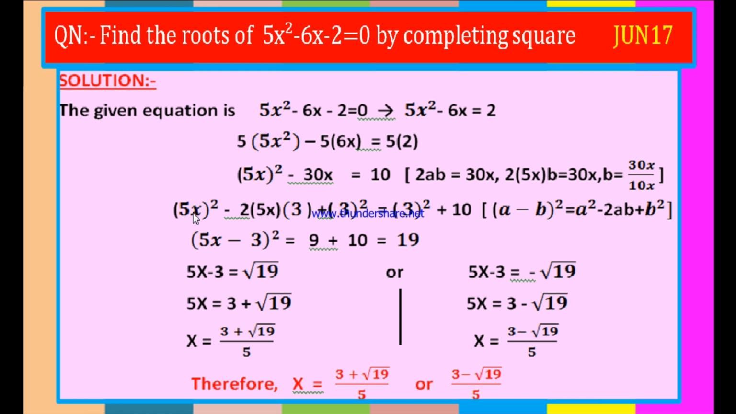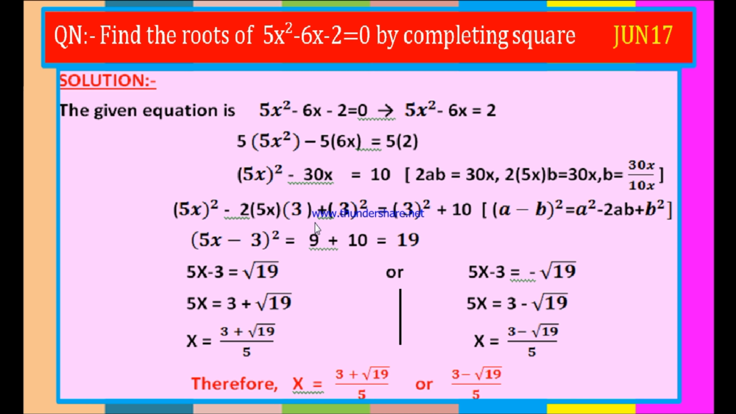The whole LHS is in the form of a square minus 2ab plus b square. What is a square minus 2ab plus b square? Students, please respond. How can you write this a square minus 2ab plus b square? Good. A minus b whole square. Therefore, the whole LHS is nothing but a minus b whole square.